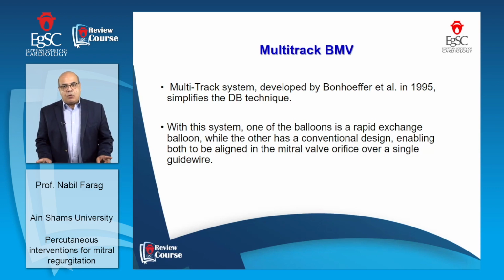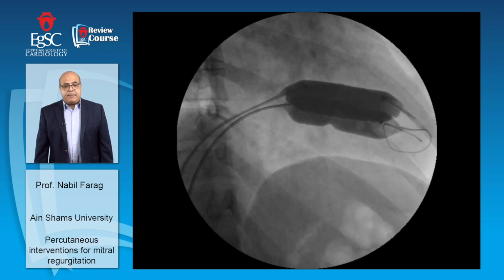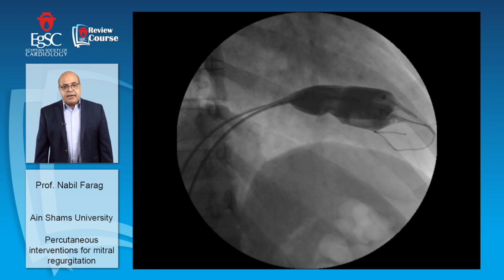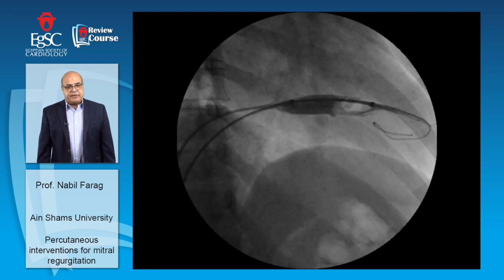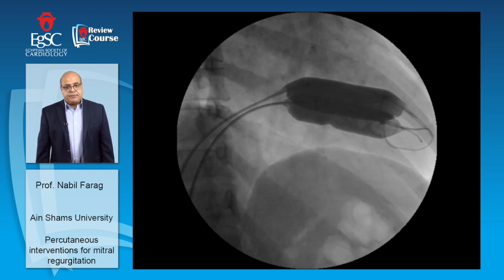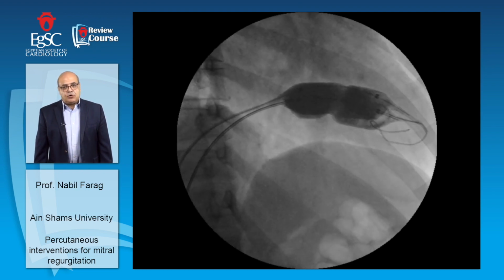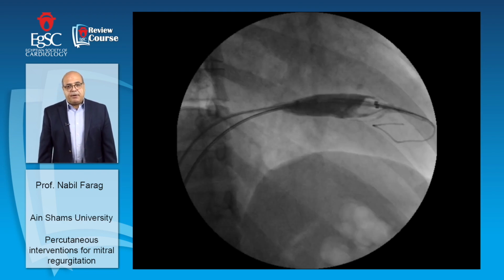So we need only one wire instead of two wires, and both balloons can go over this single wire, and you can do the balloon valvuloplasty over this single wire. And this video shows you how this multi-track goes over the single wire and the opening of the commissures of the mitral valve. It's very clear here, positioning of the balloons and splitting of the commissures of the mitral valve. The anteromedial and posterolateral commissures are very clear here, opened and split by this double balloon over a single wire.